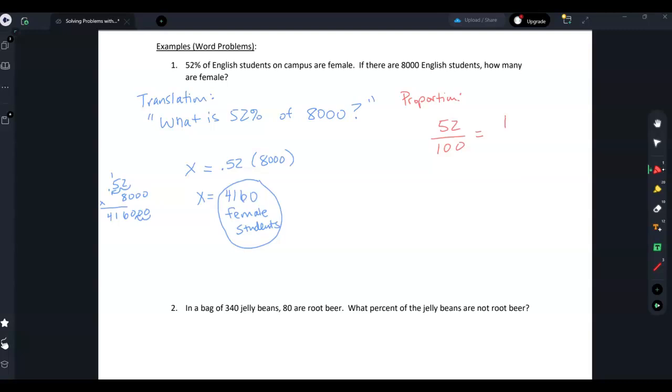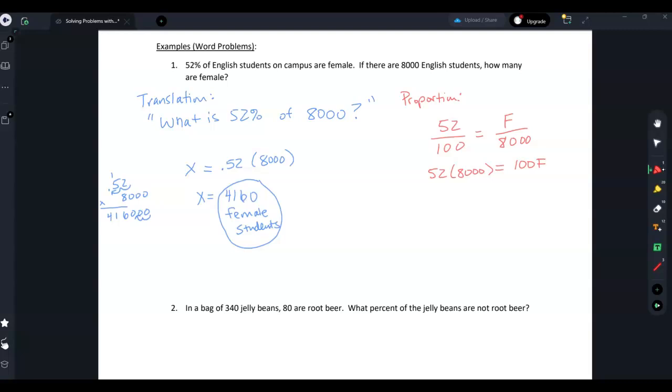So we could use X, or if you want to use F for female, or whatever you want to use there. And then the of part, I do know the total, right? I know how many it's out of. It's out of 8,000. So then we would cross multiply. So 52 times 8,000 equals 100 times F.